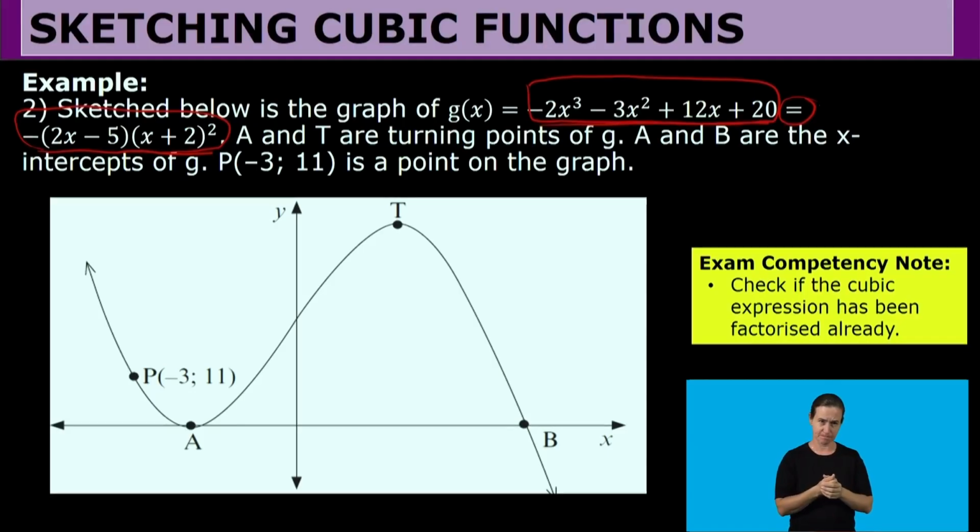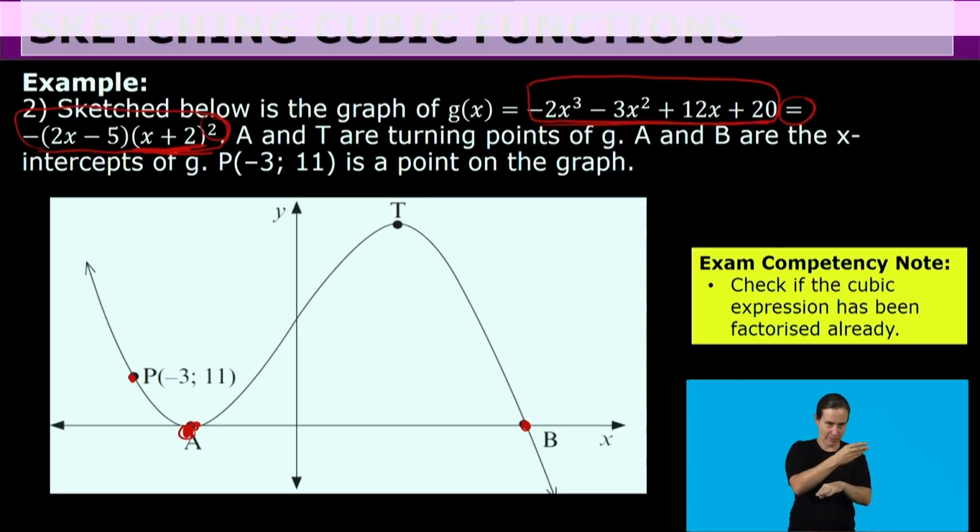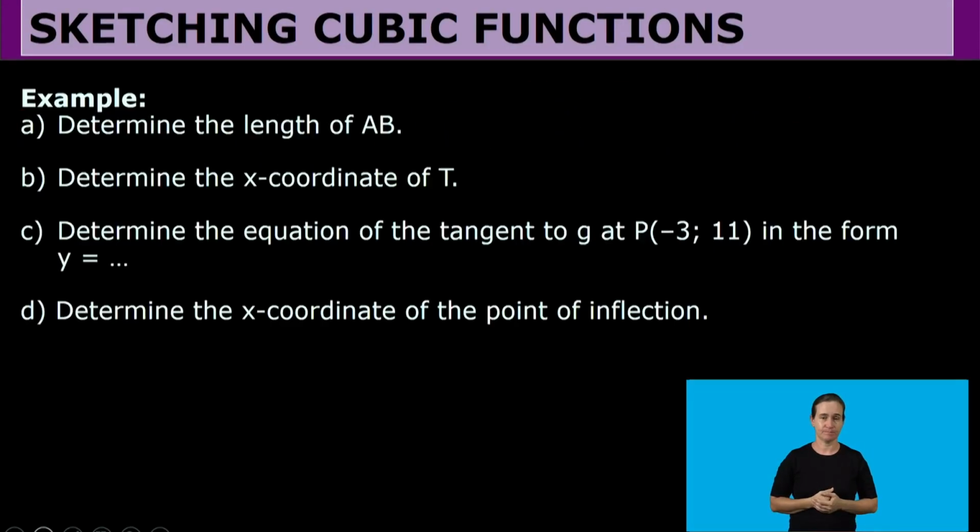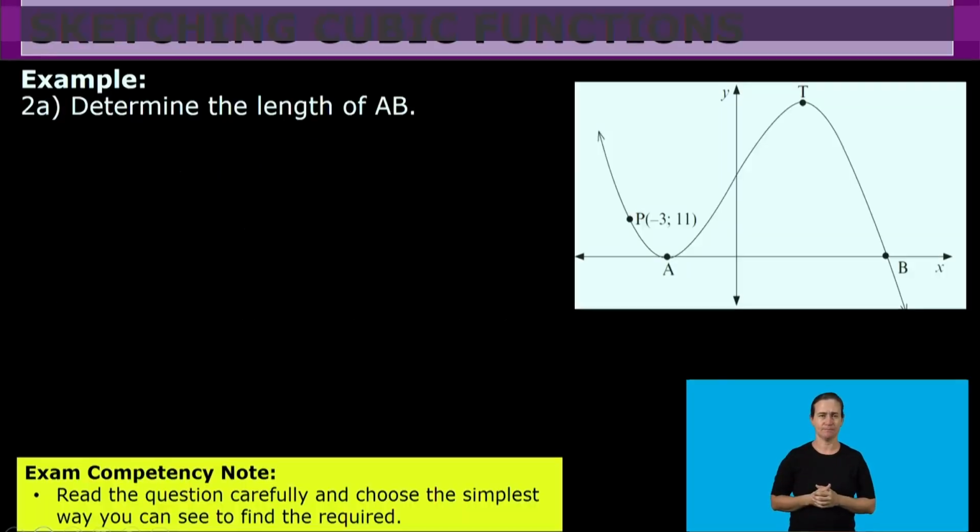We've got that A and T are turning points of this graph g, and A and B are x-intercepts. You can see that the turning point is also an x-intercept, hence it's a factor squared. It serves two purposes in this graph. They also tell you that P is just a point on the graph. All right, let's have a look at what the first question would like us to do. It wants us to determine the length of AB.